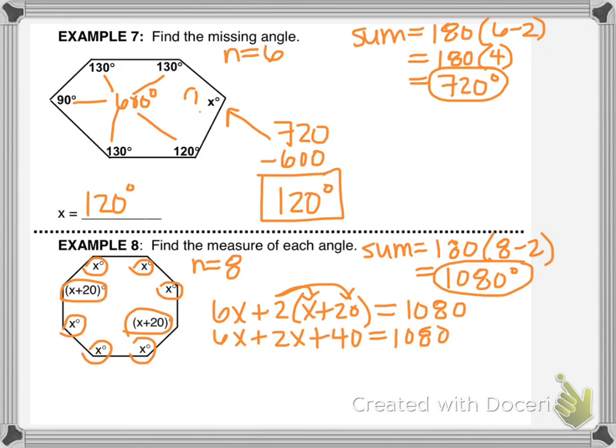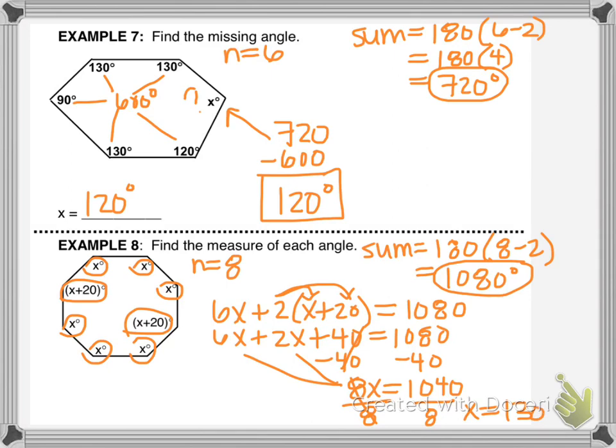Now we can combine some like terms. 6x and 2x is 8x. And then that 40 we're going to need to move to the other side. So I'm going to do a couple steps in one just because I'm running out of room. The 6x plus the 2x is 8x. And that equals 1,080 minus 40, which is 1,040. The last step would be to divide by 8. So x equals 1,040 divided by 8, which is 130. So all of the angles that have x as their measure equal 130.